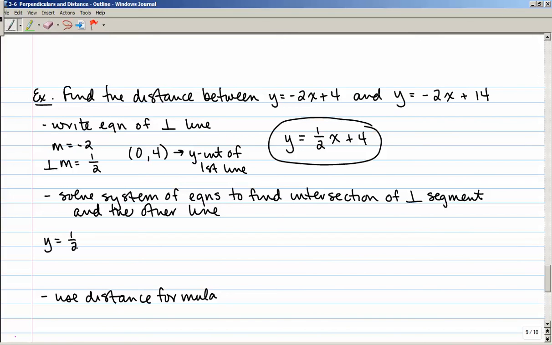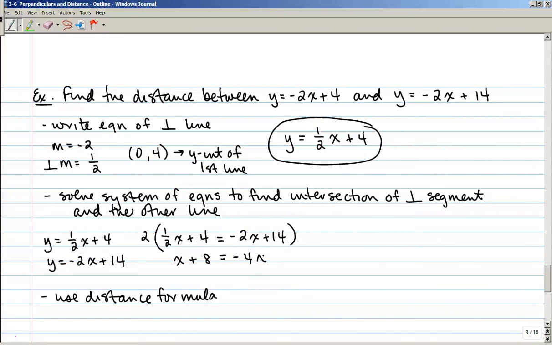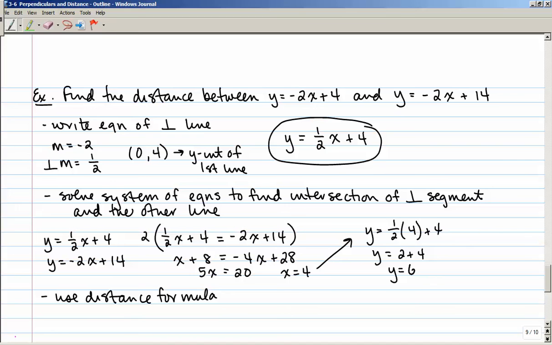So between y equals 1/2 x plus 4 and y equals negative 2x plus 14, let's solve that system like we did before. Since both of those equations equal y, I can set them equal to each other and solve for x. And again, maybe I'll just multiply everything by 2 to get rid of the fraction. Oops, not 14, 28. I was going to say that didn't look right. Adding 4 to both sides, subtracting 8 from both sides. So x is equal to 4. Then I'll plug that back into my first equation: 1/2 times 4 plus 4, or y equals 2 plus 4, or y equals 6. So the point of intersection between the two lines is the point (4, 6).